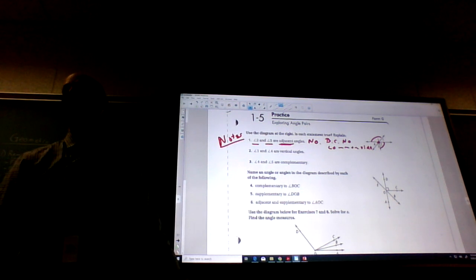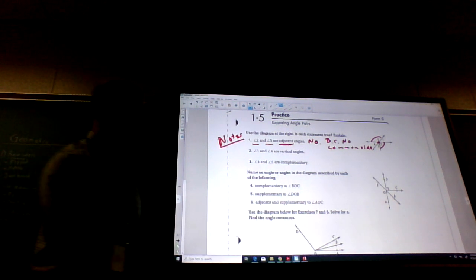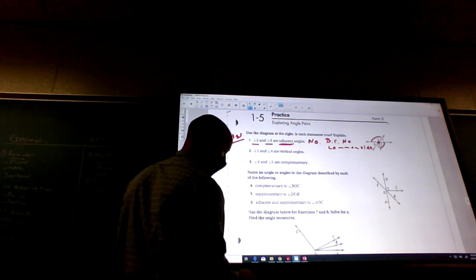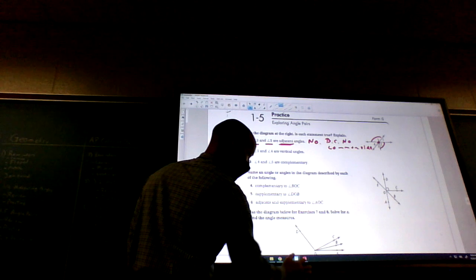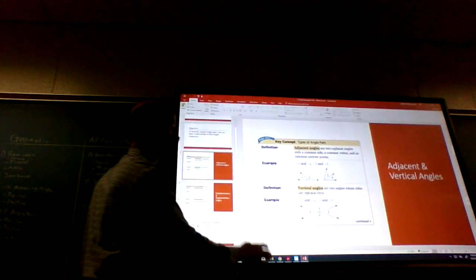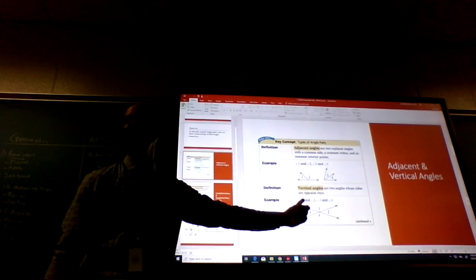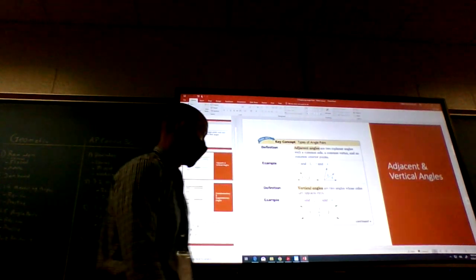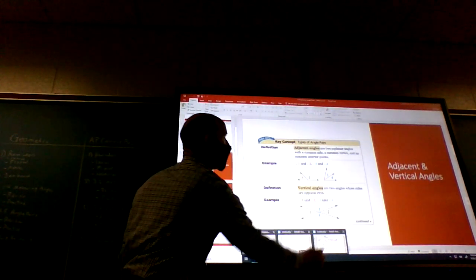I'm going to do number 2 now. I'm going to ask you guys. In fact, let me go back over here again. I went over this one already, but let's do it one more time. I'm going to go back to this presentation, back to vertical angles. Remember, I put a star next to this one. Vertical angles are two angles whose sides are opposite rays.